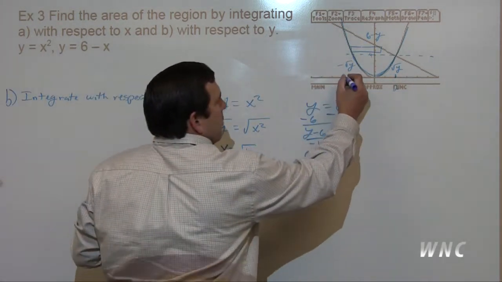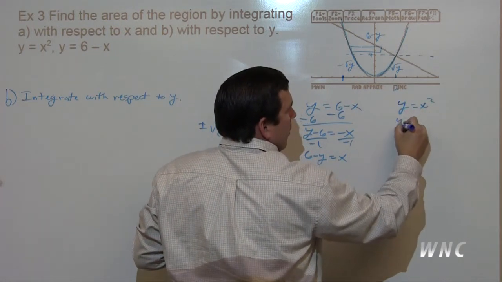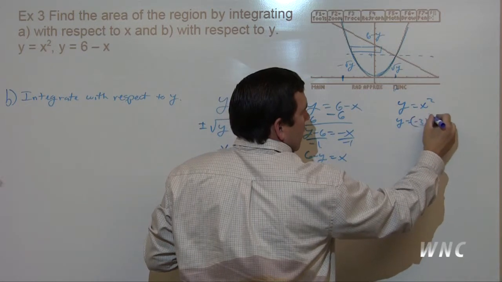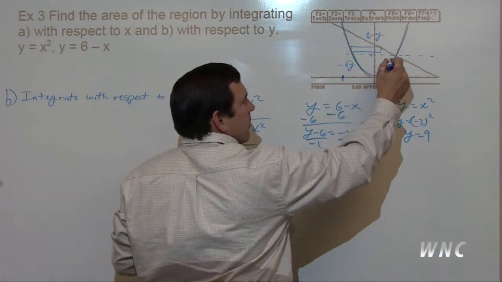Well, this occurs whenever x is negative 3. We know y equals x squared, y equals negative 3 squared, so y equals 9. So we have two regions to discuss.